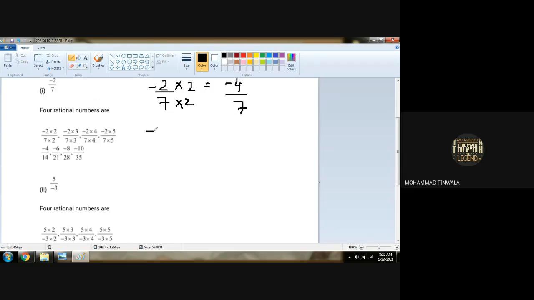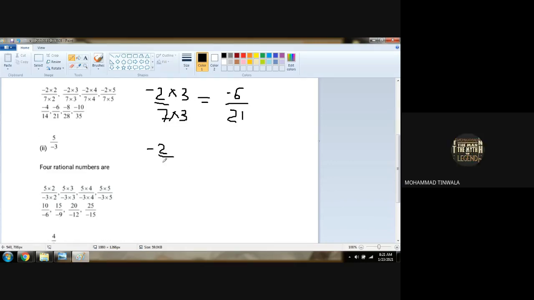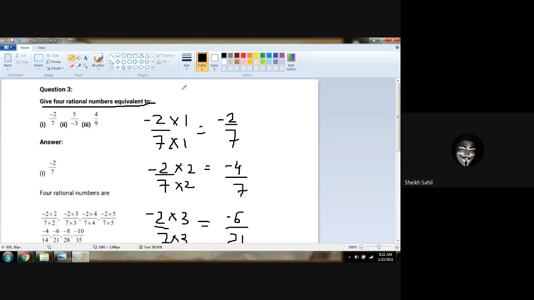What will be the third rational number which is equivalent? 7 into 3. -6/21. Then -2/7, multiply by 4. So what did you get? -8/28. So you got the first 4. In this way we have to write all the rational numbers. Why? If you divide these two, you are going to get, sorry, 14 will come here, not 7.